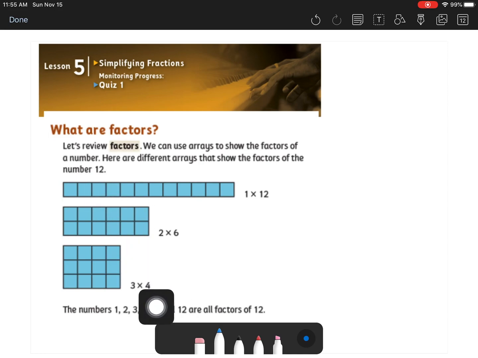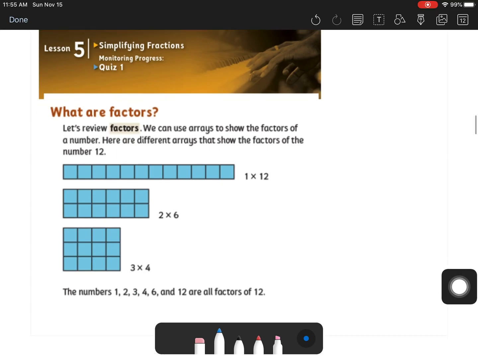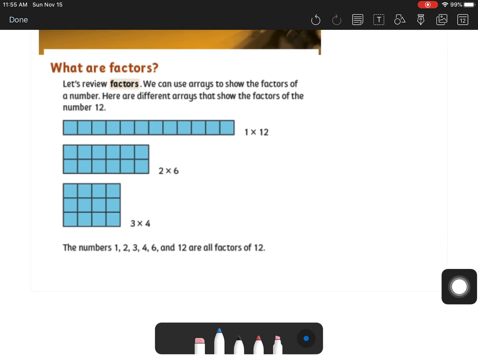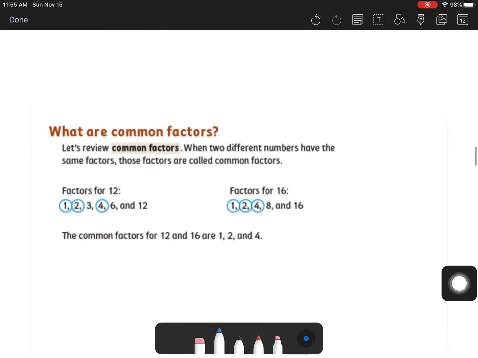And then finally, with 12, 3 times 4 is also a factor pair, okay? So all the factors of 12 would be 1 and 12, 2 and 6, 3 and 4. Those are all of the factors of 12.